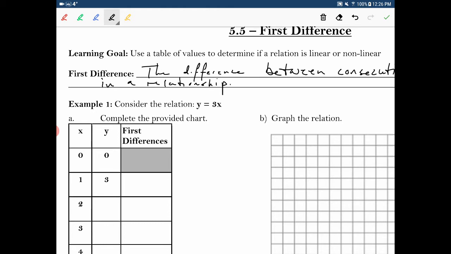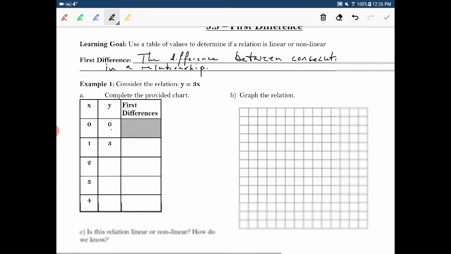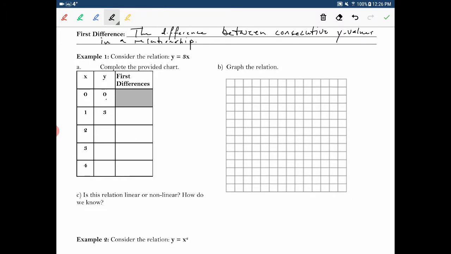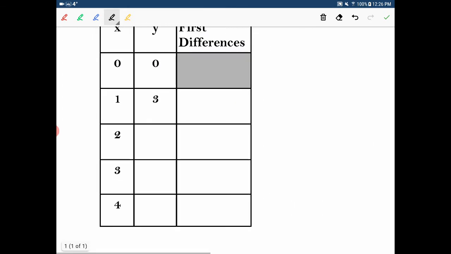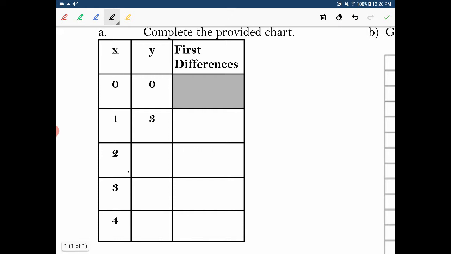There we go. Okay, so for instance, we're going to take a look at y equals 3x. The first thing we're going to do is make ourselves a table of values. We did the first couple for you. If y is equal to 3 times x, remember 3x means 3 times x, so 3 times 0 is 0. 3 times 1 is 3. 3 times 2 would be 6. 3 times 3 is 9, and 3 times 4 is 12.